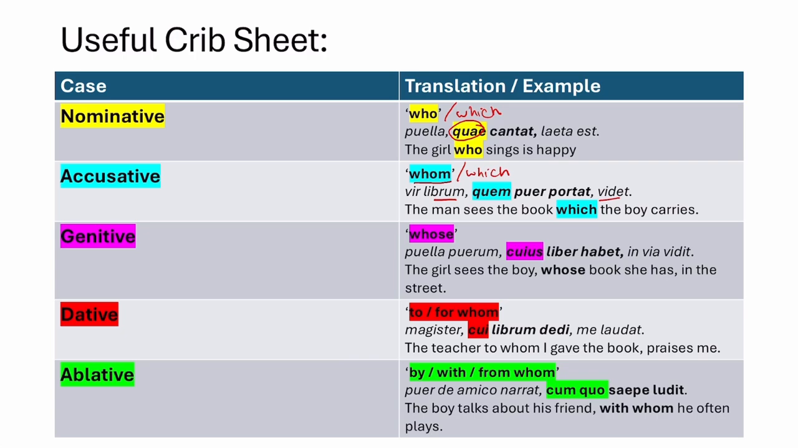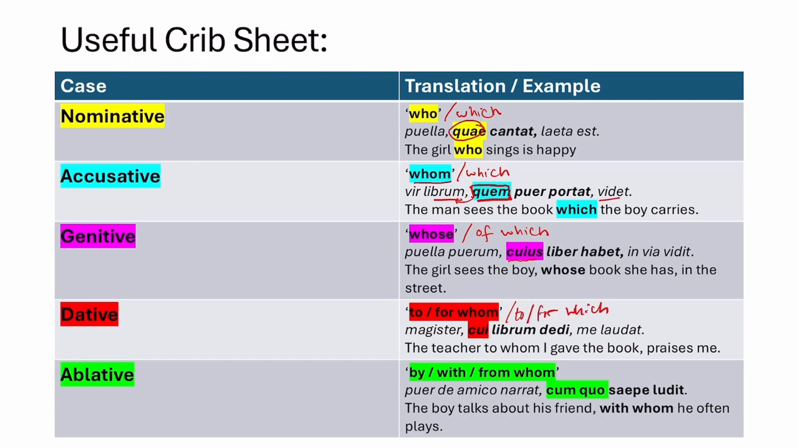The man sees the book which quem the boy carries. So in the Latin, the quem is masculine because it's agreeing back to librum. But in English, we wouldn't refer to a book as a who, so it would be which. The genitive we will always translate as whose or of which. So the girl sees the boy, puerum, whose book she has. So she has the book of the boy in the street. She sees him in the street. Your dative will be to or for whom or to or for which. And so we have the example here.